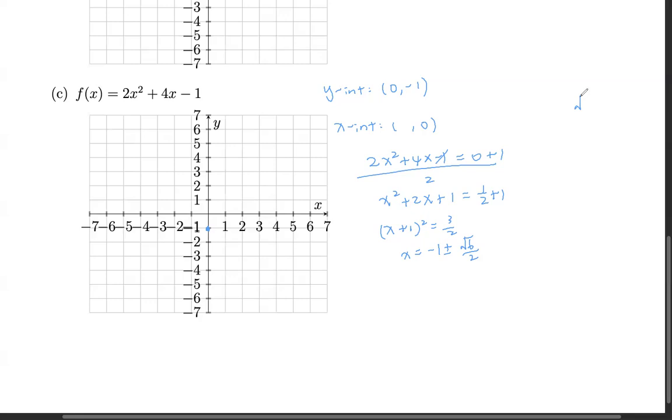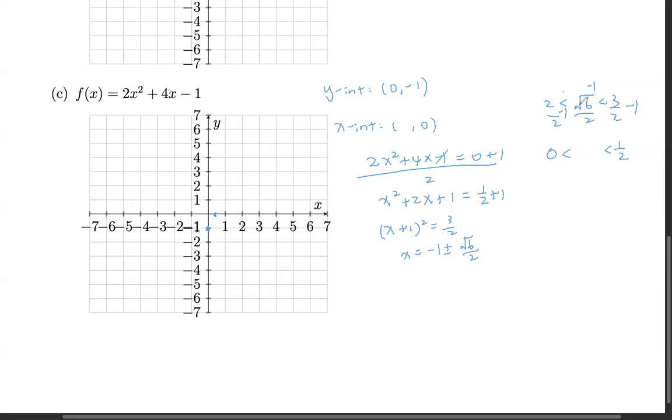Now when we calculate the square root of 6, that's in between 2 and 3. We divide by 2, divide by 2, divide by 2. Then we do -1, right? -1 is the same as -1 plus this. So this is going to be in between 0 and... 3 halves minus 1, that's half. So in between 0 and a half. So -1 plus something in between 0 and a half. So the first x-intercept is this.